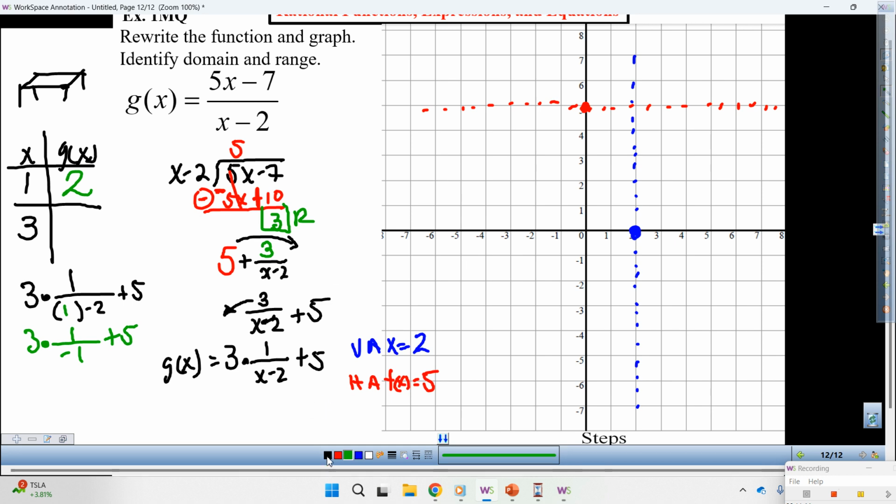Let's do it again for the other number. We got 3 times 1 over parentheses x minus 2, plus 5. We substitute 3 in here, so we got 3 times 3 minus 2 is 1. 1 over 1 is 1. Times 3 is 3 plus 5, that is 8. Hands if you got that. All right, so the first one, 1, 2, is about right here. 1, 2.